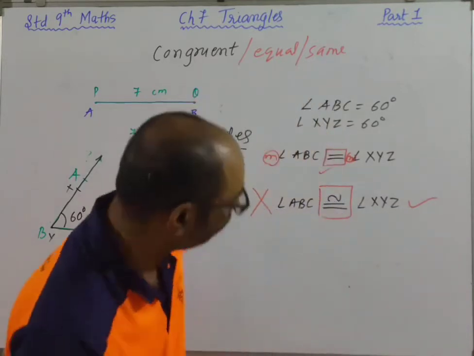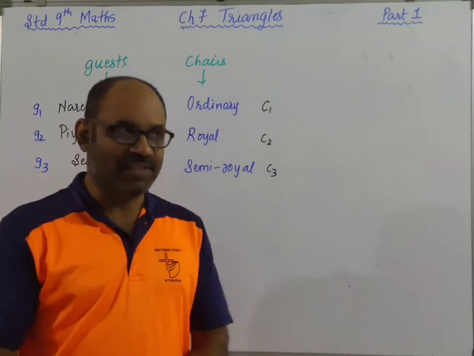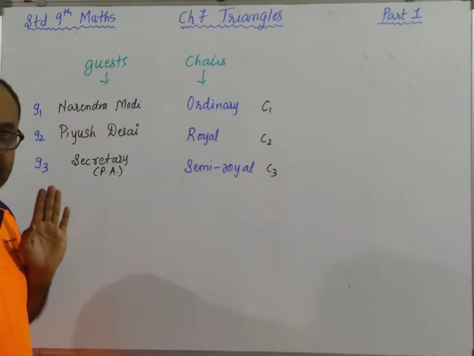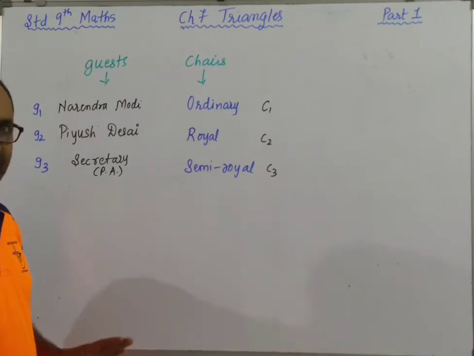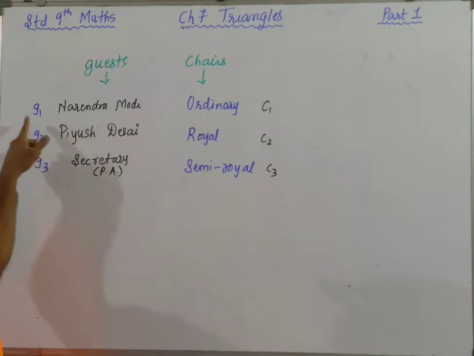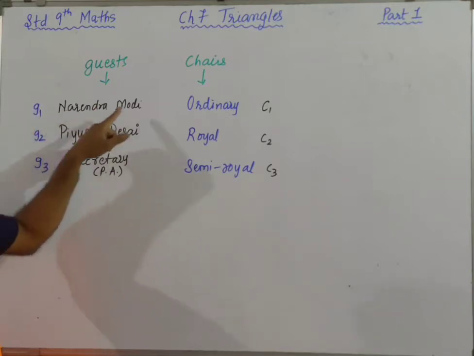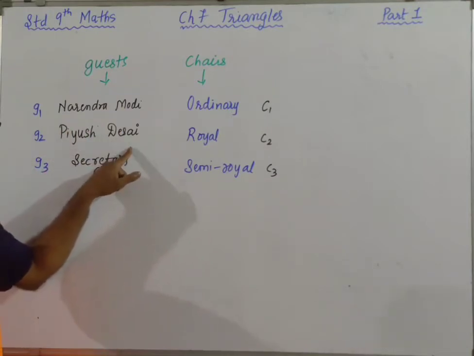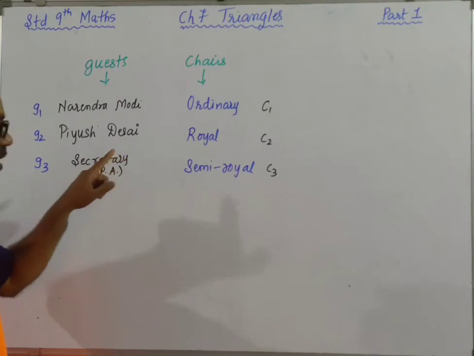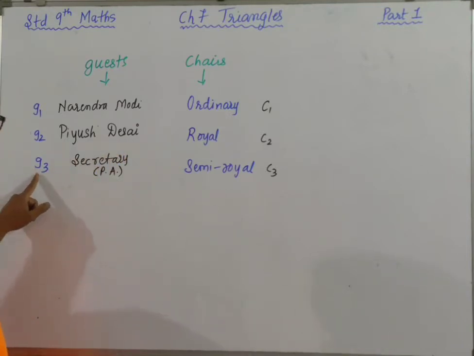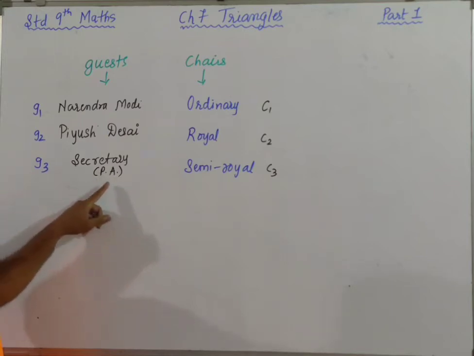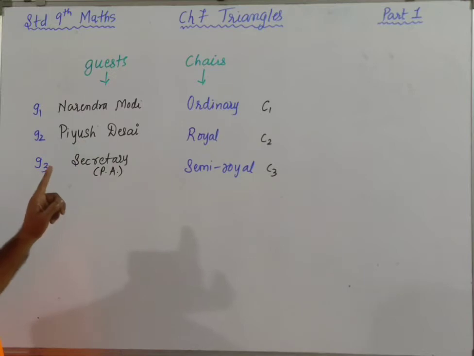Alright. Alright children, see what I have written here. We have guests who are going to attend one function in Navsari. Guest 1, G1, symbolically I have written Narendra Modi. Guest 2, Piyush Desai, who is MLA of our region, correct? Guest 3, alright, and that is the Secretary and PA of Piyush Desai.